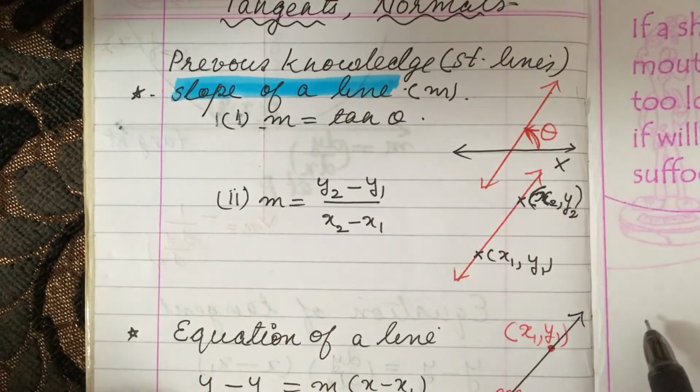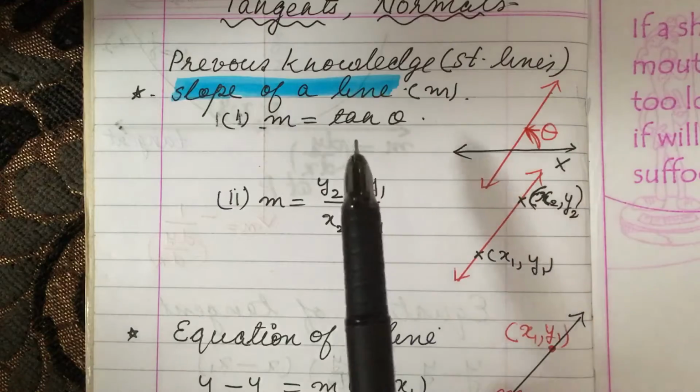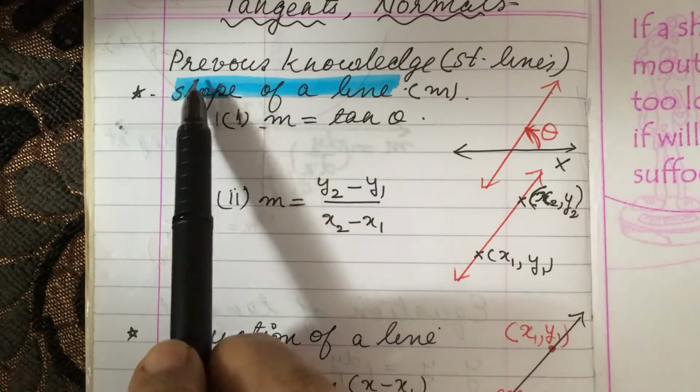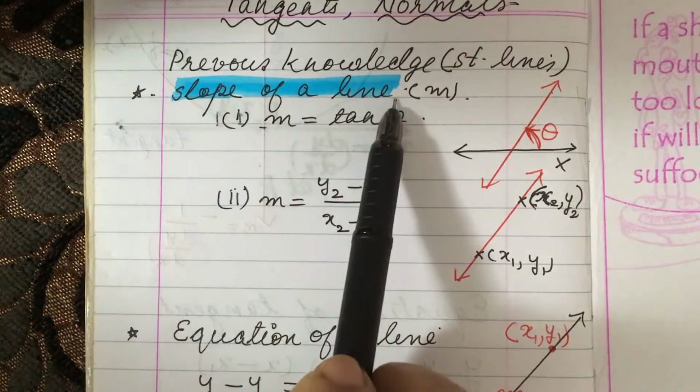This chapter is tangents and normals, and what is the application of derivatives here. For learning this, you have to first learn some previous knowledge. That is, first is the slope of a line.